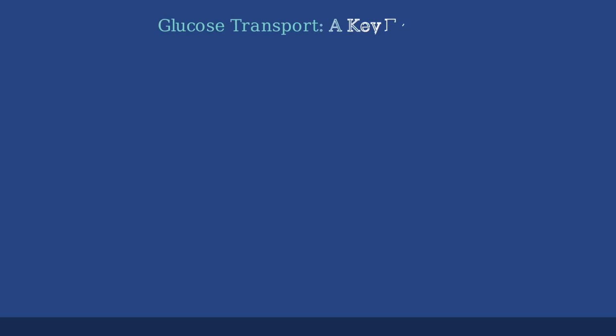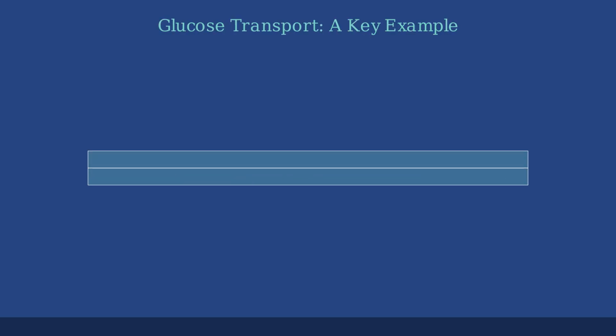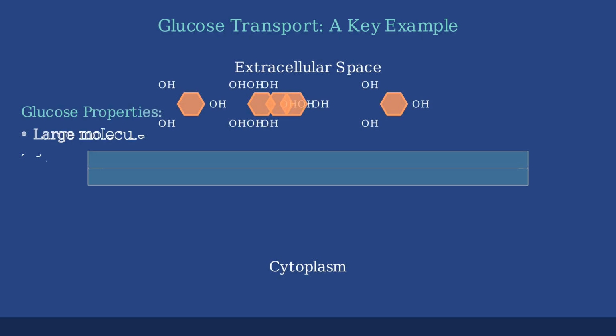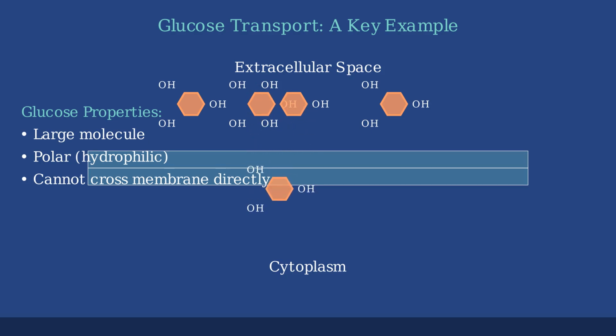Glucose transport across cell membranes is a classic example of facilitated diffusion in action. Glucose is a vital energy source for cells, but it faces a challenge. It's a relatively large, polar molecule that cannot cross the hydrophobic cell membrane on its own. Without assistance, glucose would be unable to enter cells efficiently despite the concentration gradient driving it inward.